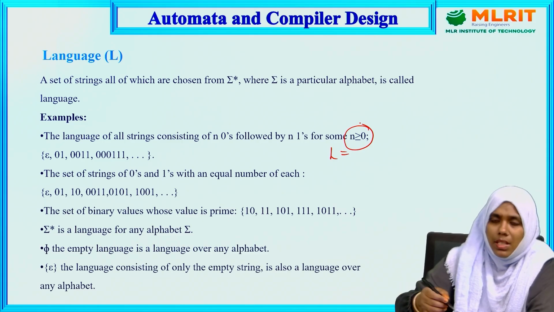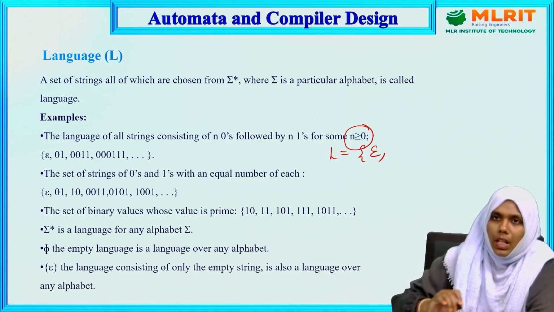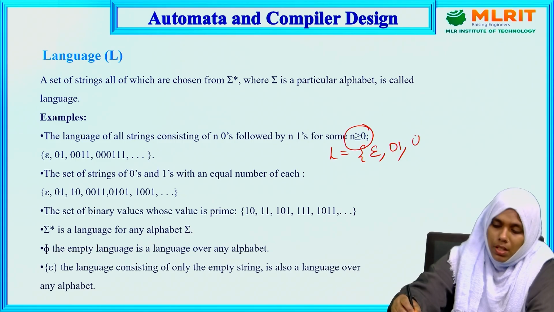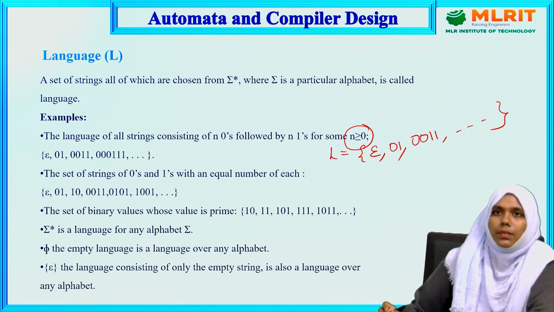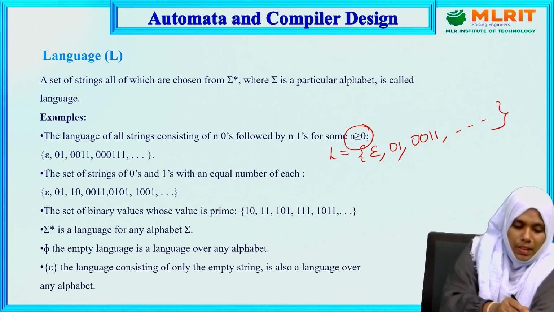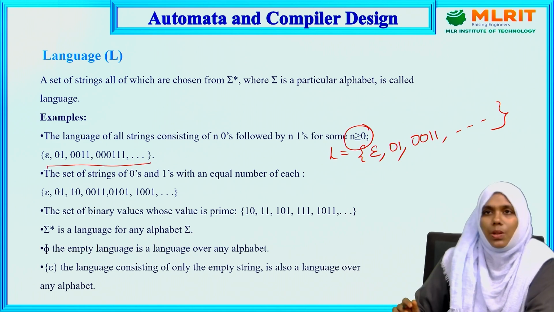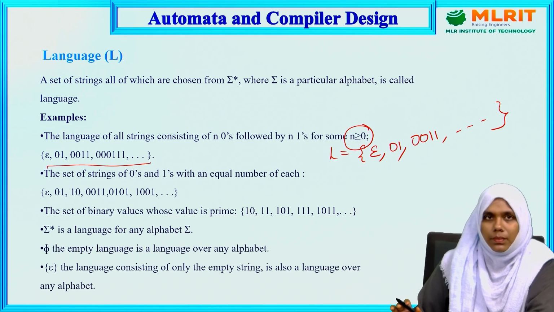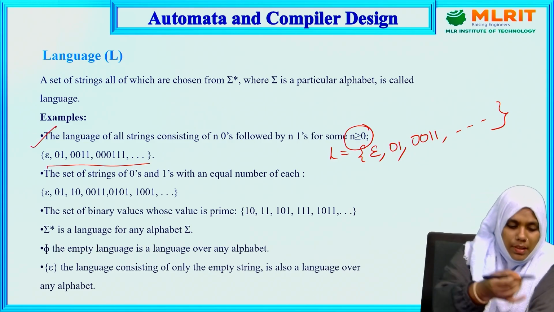That means it can be 0 also. So when n is 0, how can it be written? Epsilon. If the length of the string is 1, how can it be written? 0 1. If it is 2, 0 0 1 1, and so on. Right? So if 3 zeros are there, the 3 zeros should be followed by 3 ones. That is the first example.